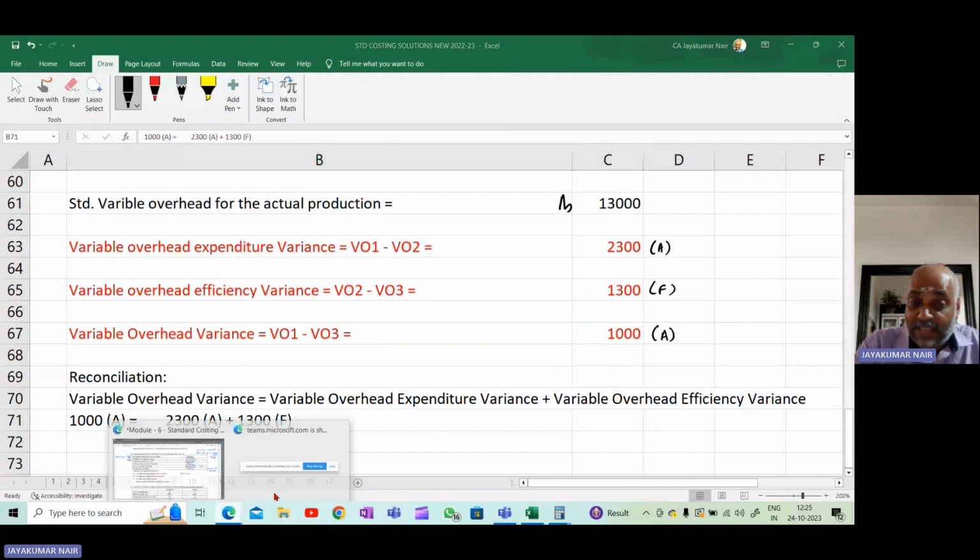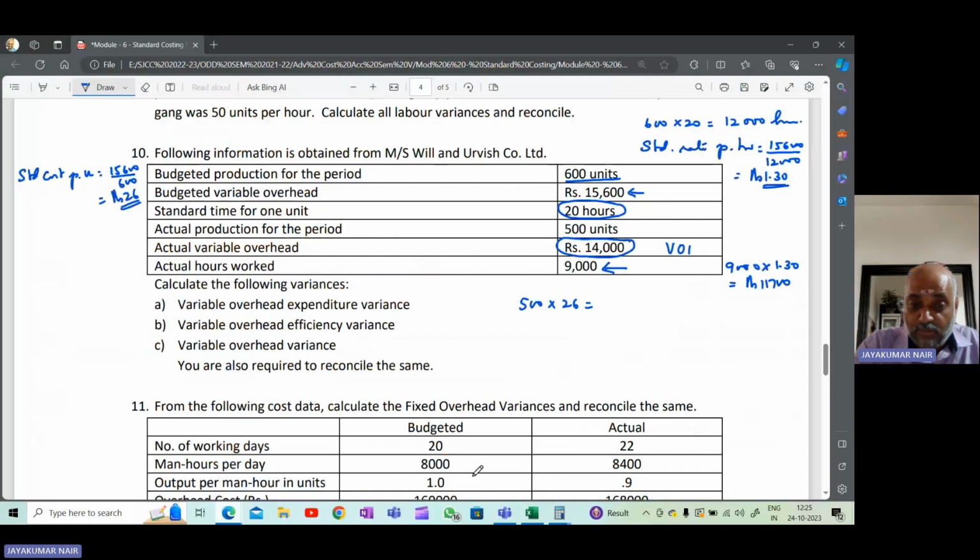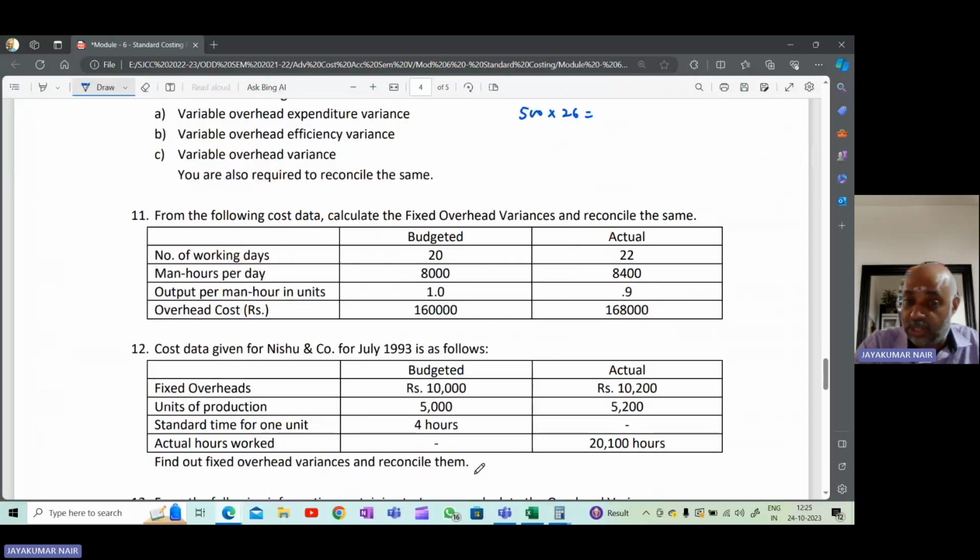Now we will see the next question. In the next question, we will see how to compute the fixed overhead variances and how do we reconcile them. So we'll take this question. From the following cost data, calculate the fixed overhead variances and reconcile the same.